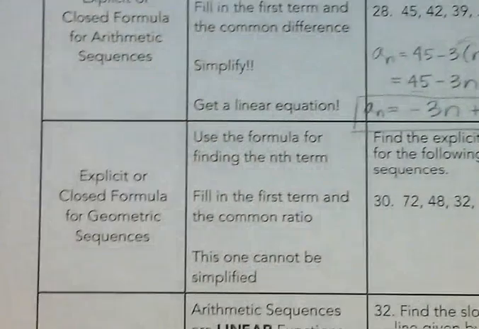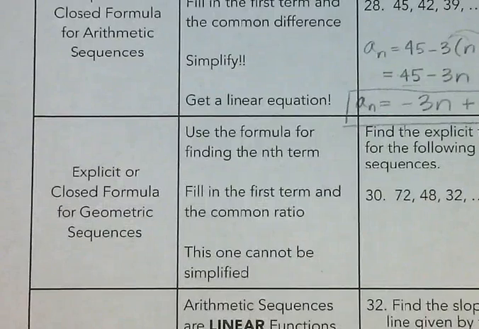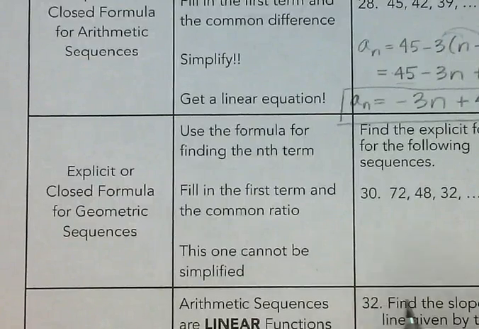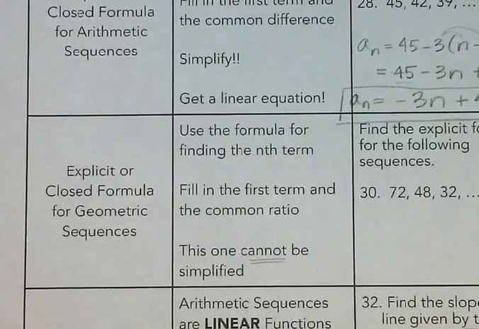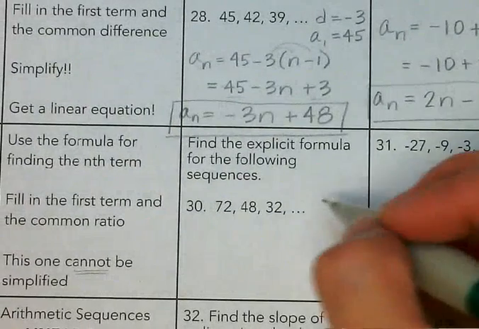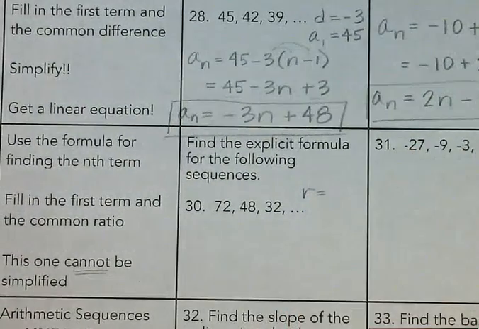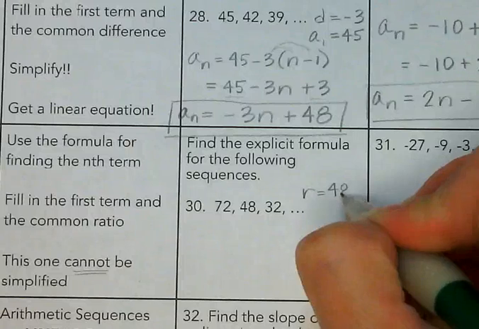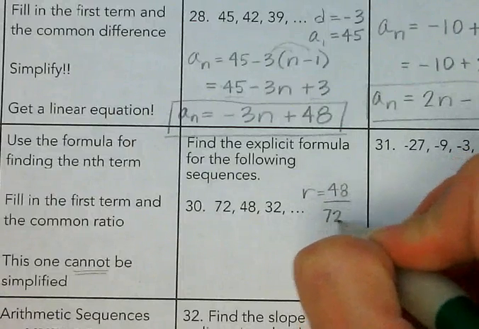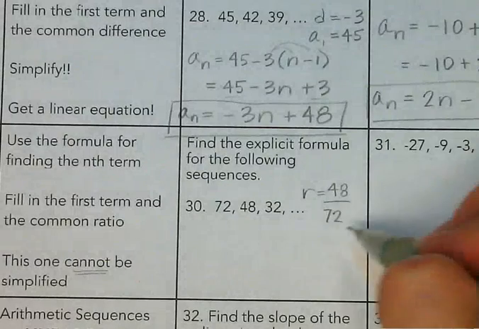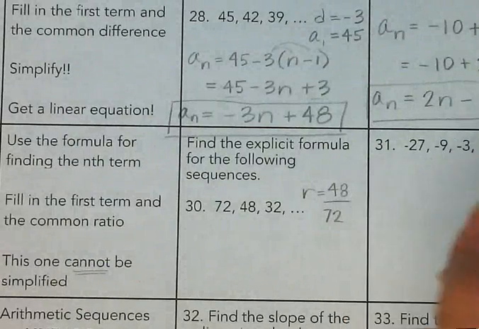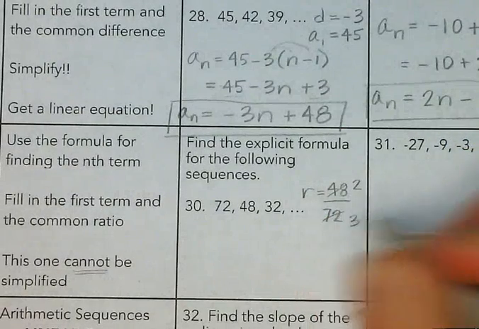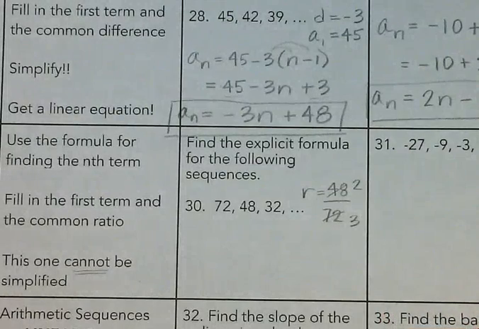All right, we'll go ahead and do geometric with this. So same thing, we're going to use the formula for the nth term. We're going to fill in the first term and the common ratio, but this one cannot be simplified. All right, so looking at number 30. So first thing we have to figure out is what is the r? And remember that we can always figure out the r by taking the second term over the first term. And that one can be reduced because 24 will go into that and 24 will go into that. So it looks like r is 2/3.